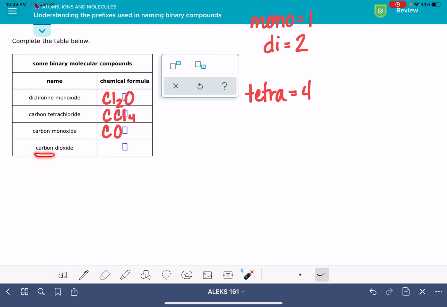And then last but not least, we have carbon. Without a prefix, that means that there's just 1. We have dioxide. Di means 2. Oxide is oxygen, CO2.